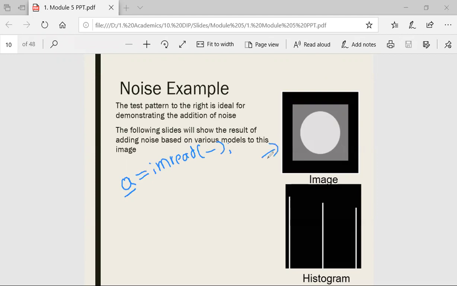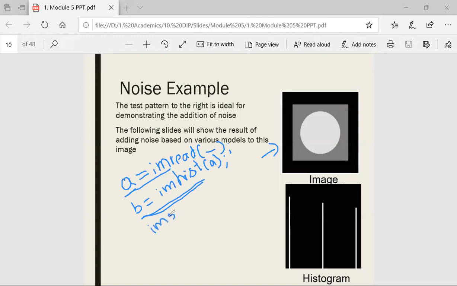Then to see the histogram, what you need to do is B is equal to imhist, and you use the original image here, that is imhist of A. So you have read the image first, then you have computed the image histogram.